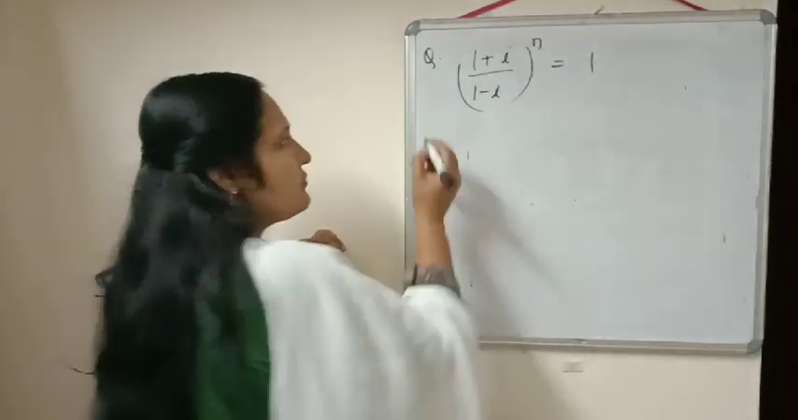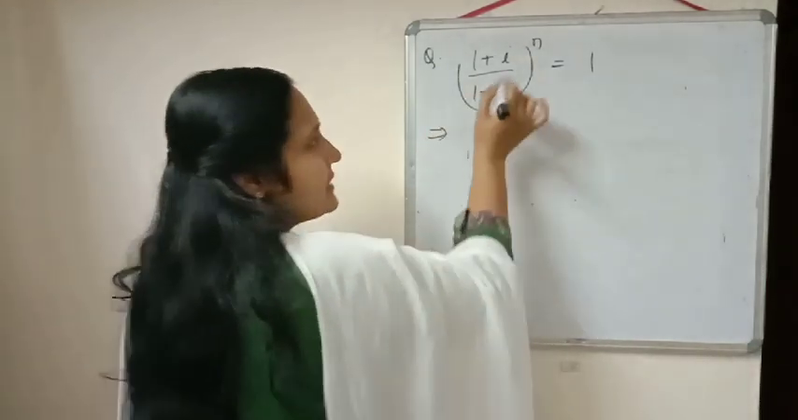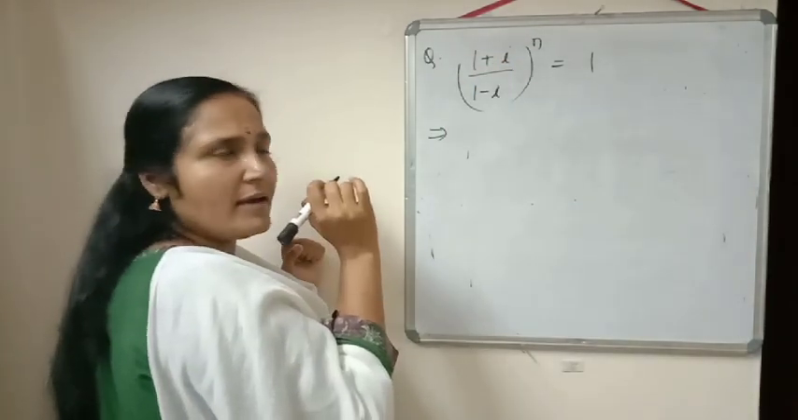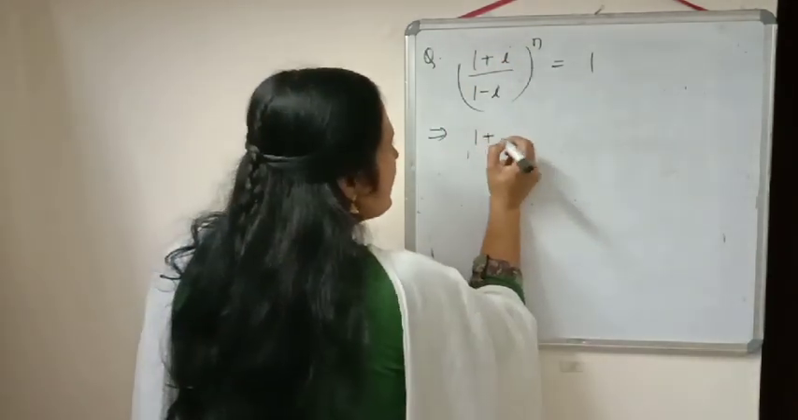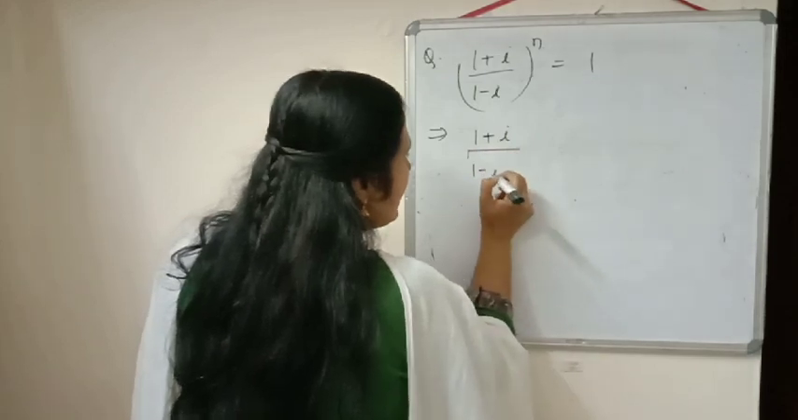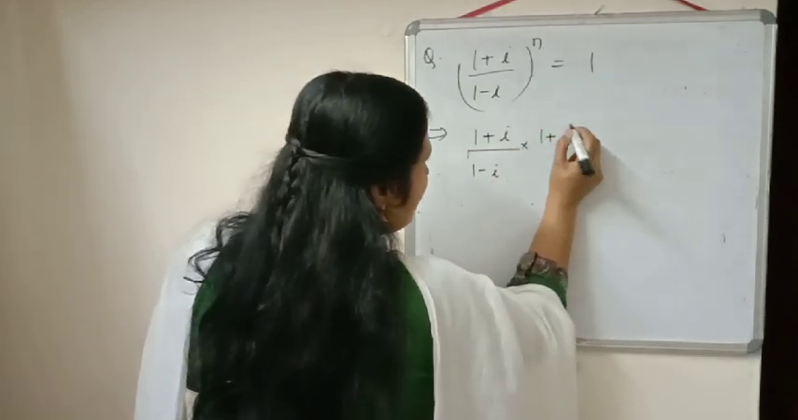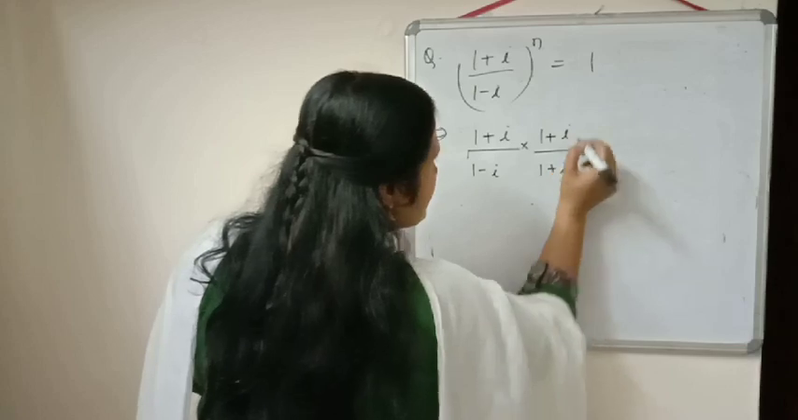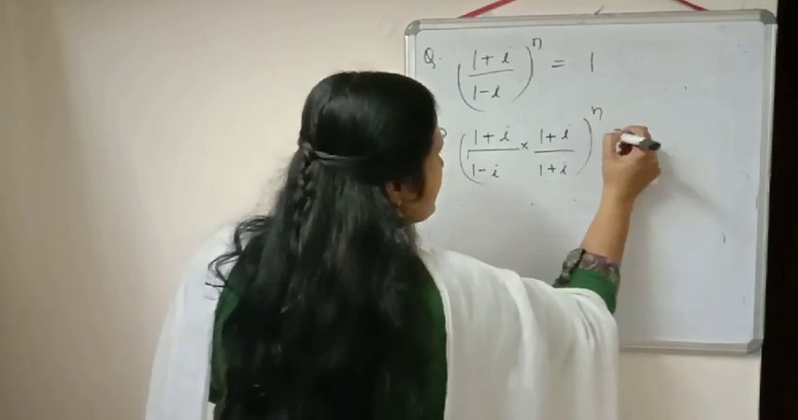So for that, first what we will do? Yes, we will simplify the expression by doing the rationalization. So it will come (1 + i)/(1 - i) into (1 + i)/(1 + i), whole raised to n is equal to 1.